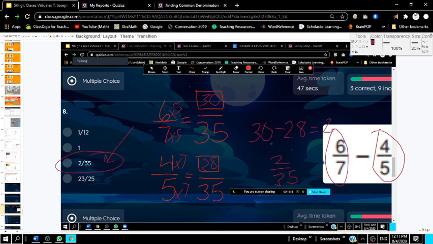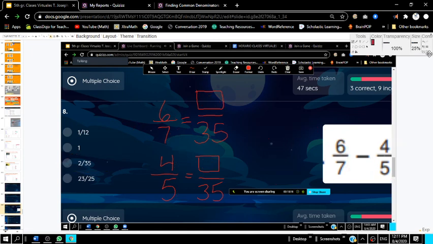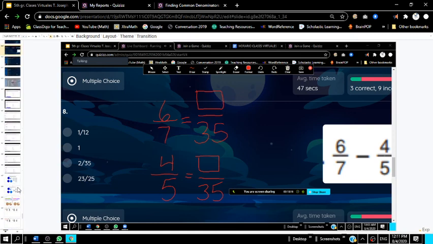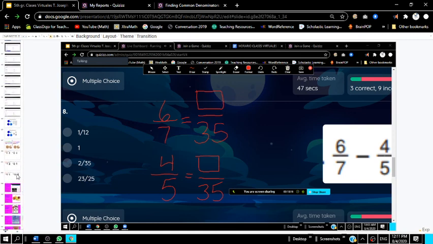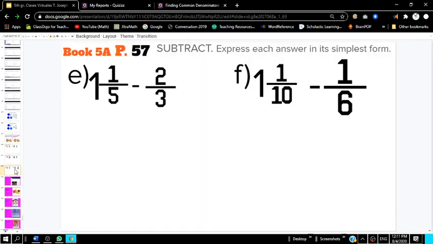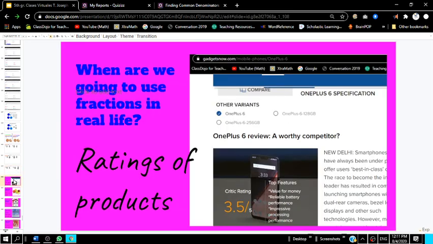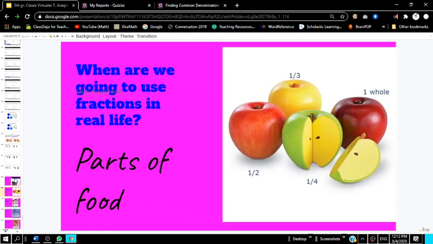All right. So these are very much multi-step problems. And if you don't quite understand these problems, boys and girls, it would be a really good idea to look back on the previous videos that we've done, okay? Next time, what we're going to be doing is working more with subtracting those fractions, especially with mixed numbers, and we're going to take a look at where we use fractions in our real lives, okay?